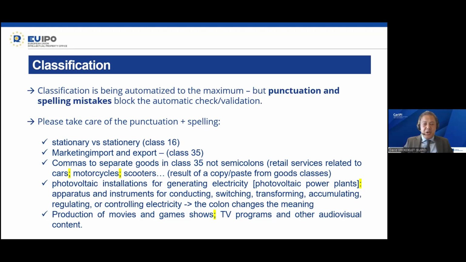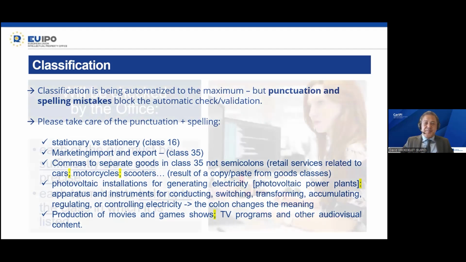Right? So there's another example, production of movie and game shows. It has to be comma. So production of movies and game shows, and also production of TV programs and other audiovisual content. So it is not two terms. This is what we see often.